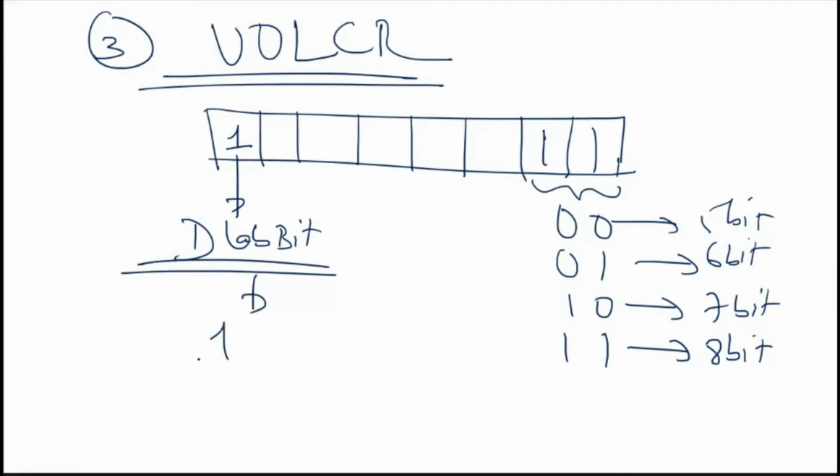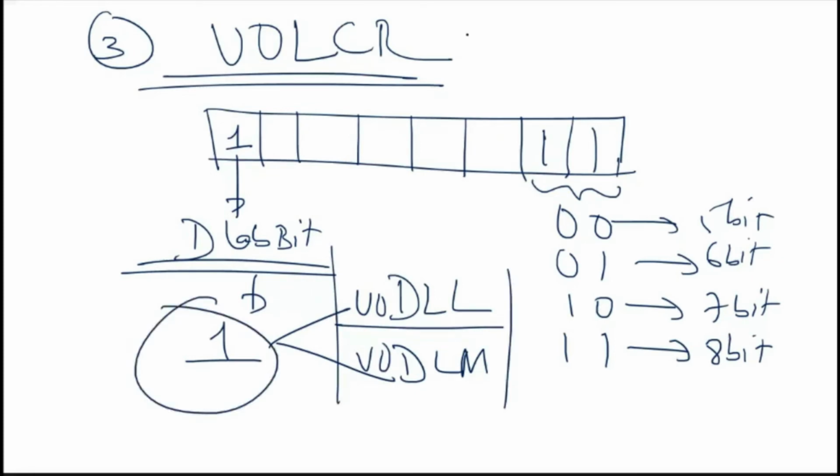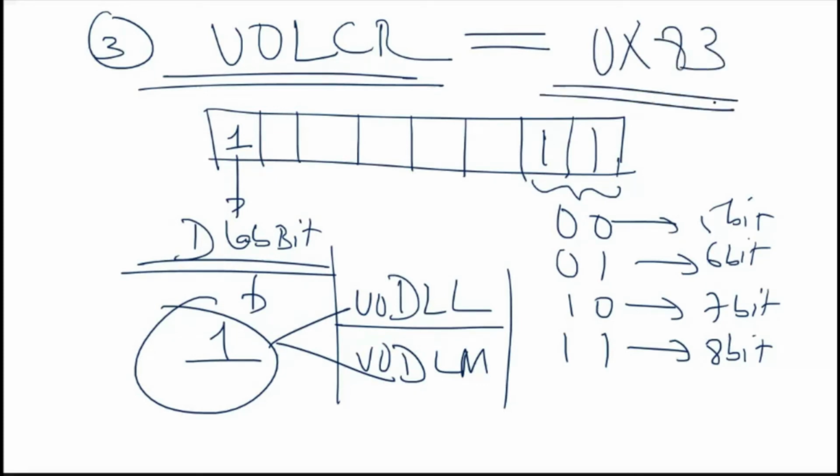This has to be 1 in order to write values into divisor latch LSB and divisor latch MSB. If you want to write values into these two SFRs, it is necessary that you put this value as 1. So UART0 line control register is equal to hexadecimal 83. So that is the second thing, right?